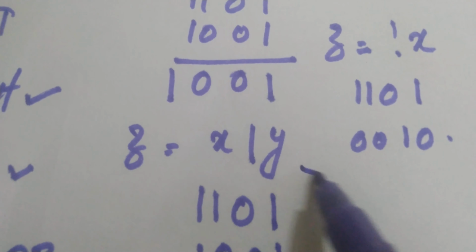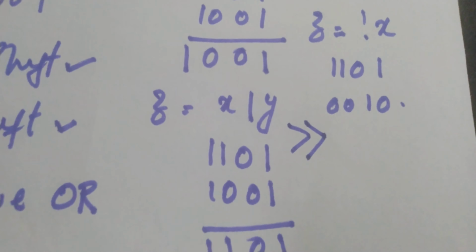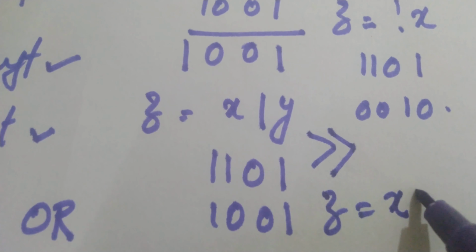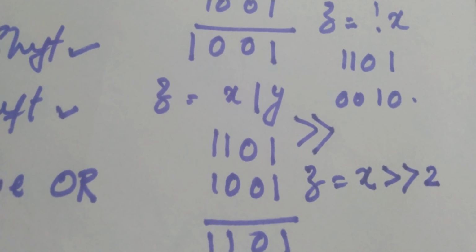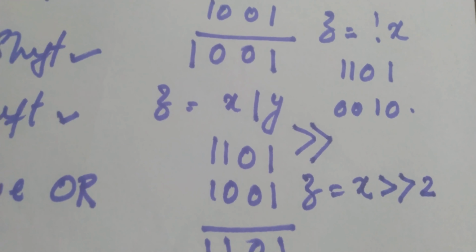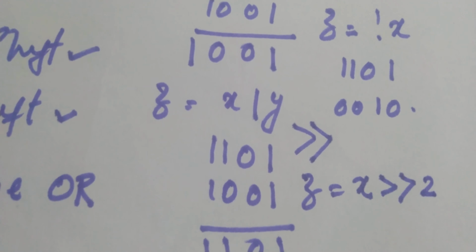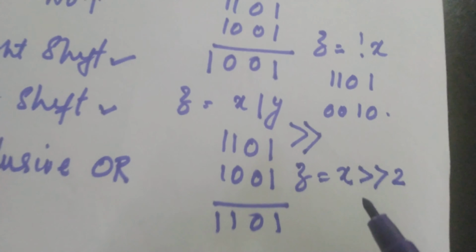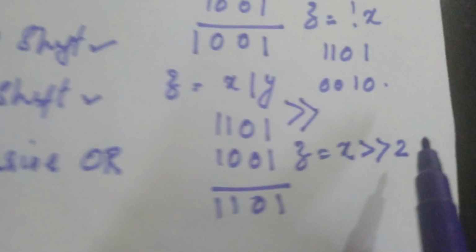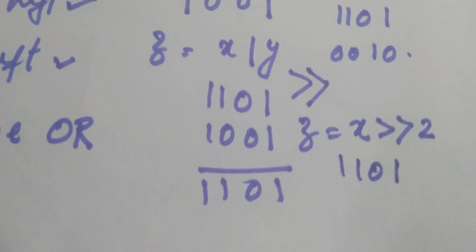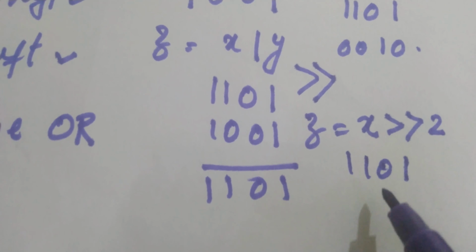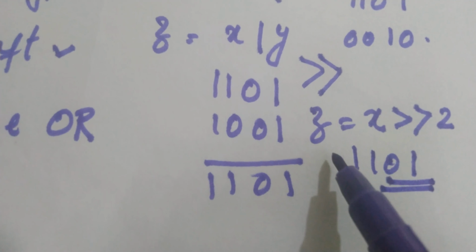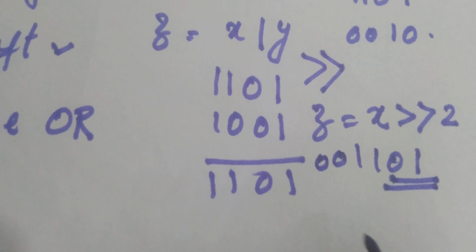And the bitwise right shift operator is used to shift digits to the right. For example, if I write z equal to x right shift 2, what happens? 2 digits from the right side of x will be truncated and 2 zeros will be added to the left side. The value of x was 1101. So when it is right shifted by 2 digits, the 2 digits at the right side are removed and the corresponding zeros are added from the left side. So the final result will be 0011.